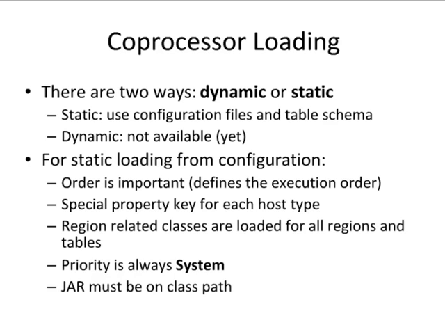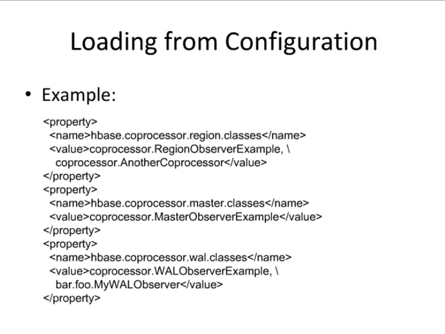So the coprocessor loading continued here on how this works. We looked at the static loading from configuration. The other way to load them is using a table schema. So you have a definition here per table. So you have a way to declare coprocessors within a table definition. When you declare them per table, they're automatically assigned to all of the regions for this table.